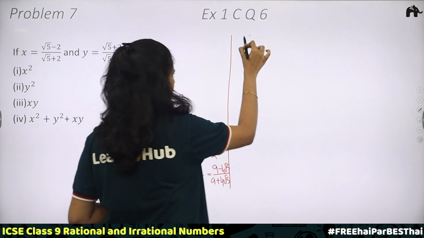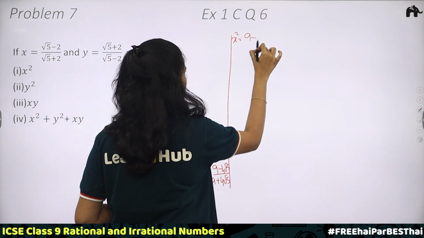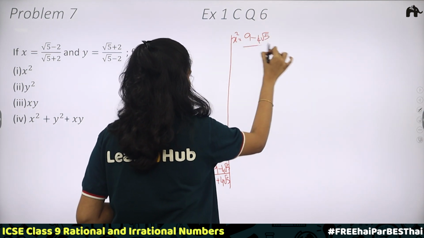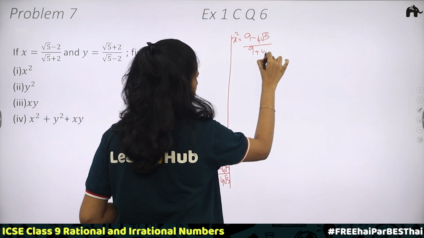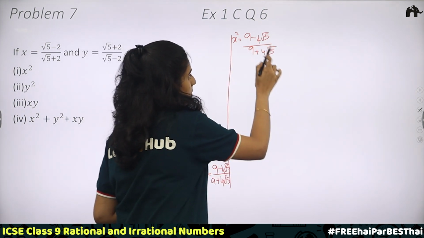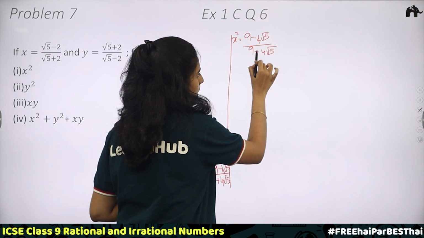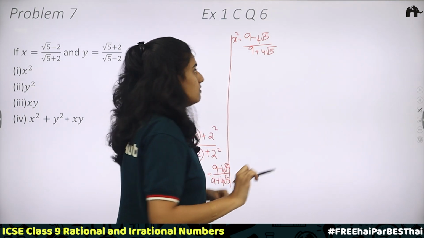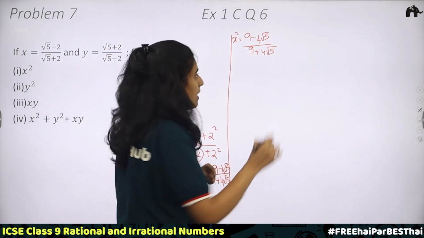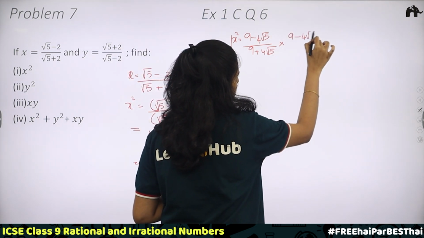Okay, so we got x square is equal to (9 minus 4 root 5) divided by (9 plus 4 root 5). Next, what should be done? You have to rationalize. For that purpose, take the denominator and find the rationalizing factor. The denominator is 9 plus 4 root 5, so the rationalizing factor will be 9 minus 4 root 5, multiplying numerator and denominator by 9 minus 4 root 5.